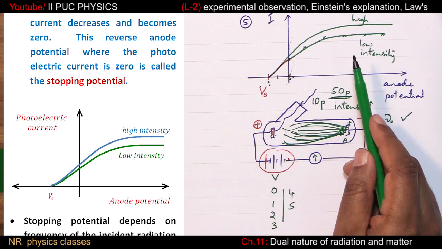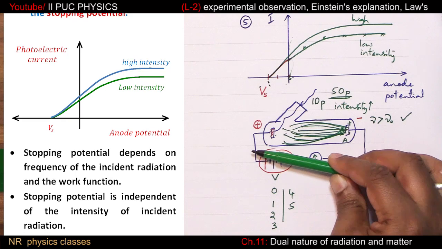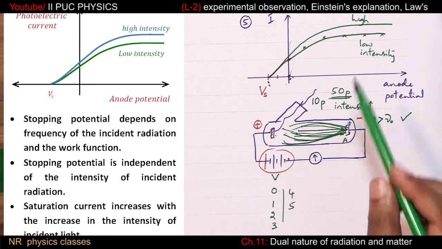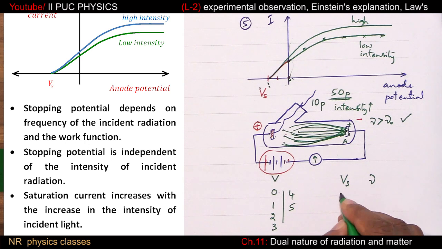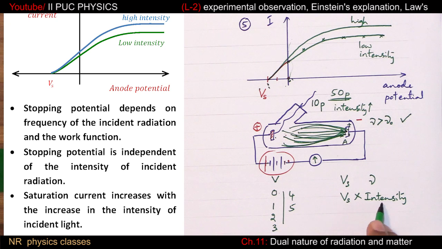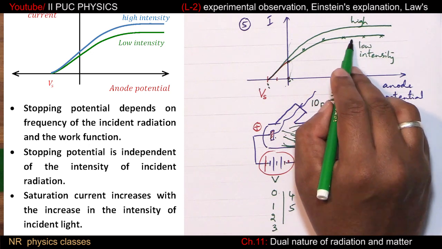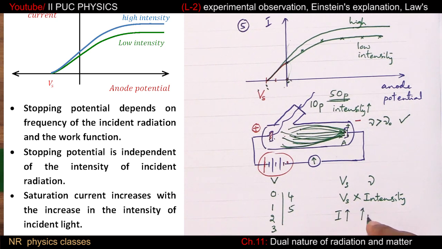Now, a few points related to stopping potential. Stopping potential depends on the frequency of incident radiation. Stopping potential is independent of intensity. Saturation current increases with the increase in intensity of incident light.